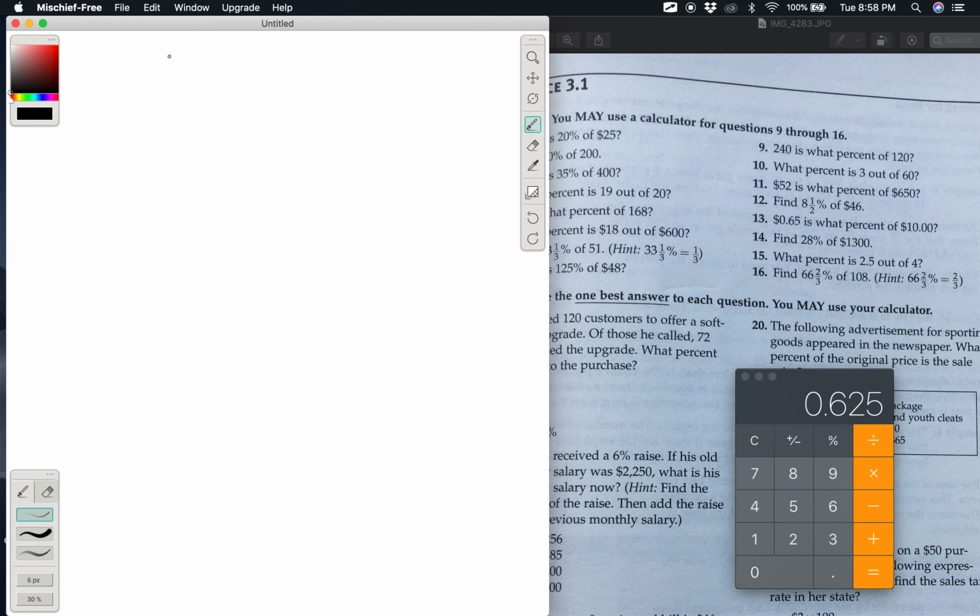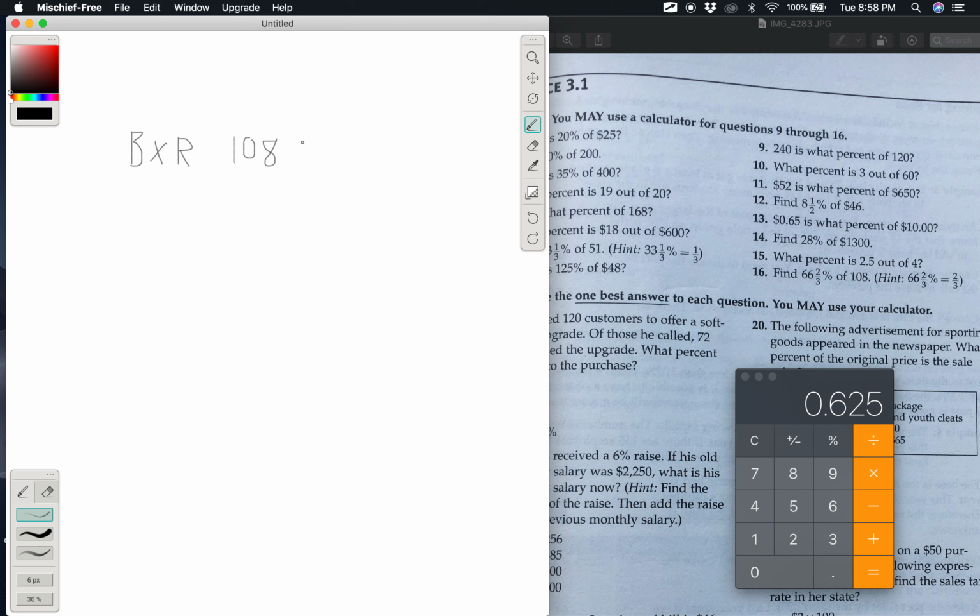And now we are on 16, which is 62 2/3. So find 62 2/3% of 108. So we have the rate. Remember, when you have the rate and the base, you multiply them. So base times rate, the base is 108. Again, guys, knowing your equivalencies is paramount.